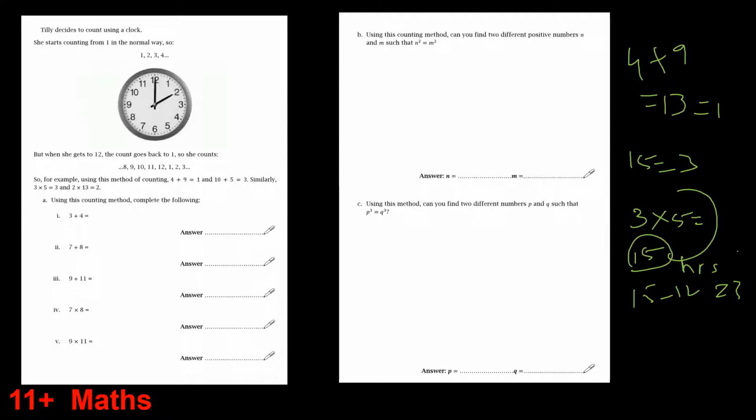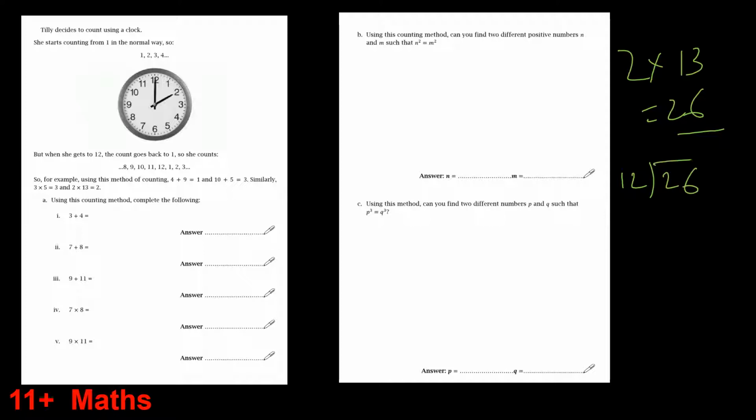Then they're doing multiplication, so 2 times 13. Once it is beyond 24, it will work out a bit differently, so I'll go through it with you. 2 times 13 is 26. Now here, what we have to do is divide by 12, and we have to see what the remainder is.